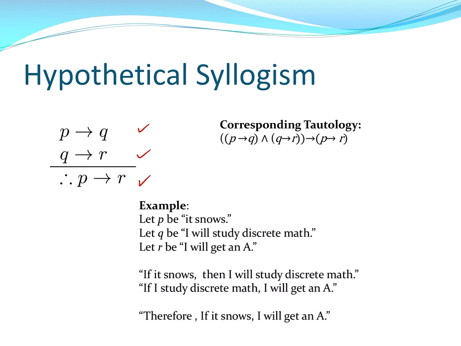So we'll continue with our P and Q being it snows and I will study discrete math. We'll add R as the proposition that I will get an A. My two premises are: if it snows, then I will study discrete math, and if I study discrete math, I will get an A. Then I can conclude that, therefore, if it snows, I will get an A. Does that mean you will get an A? We don't know. But we know that if it snows, you'll get an A because you'll go through the path of studying discrete math. Hypothetical syllogism.